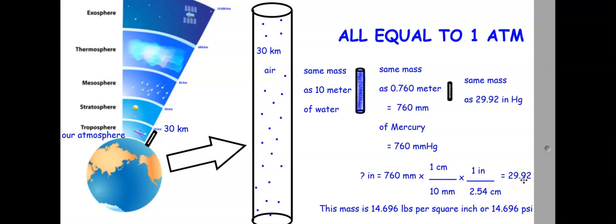So when the weatherman is reporting the barometric pressure, he or she is going to do it in inches of mercury. And it's that same idea as millimeters of mercury that we're going to use. And where did it all come from? Our 30 kilometers of air.